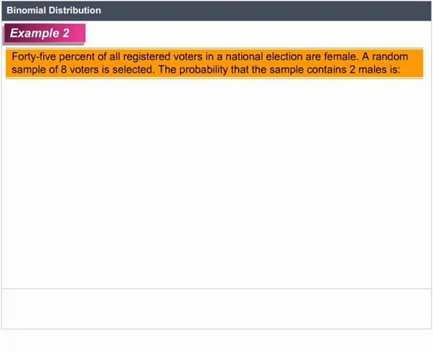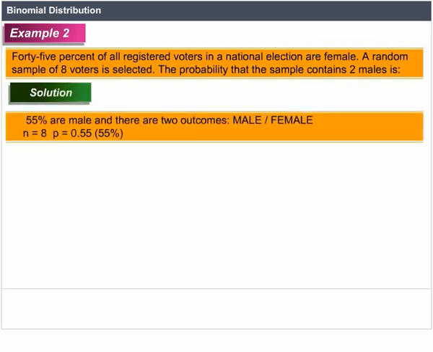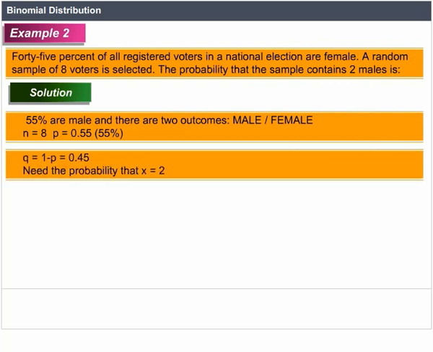Example 2. 45% of all registered voters in a national election are female. A random sample of 8 voters is selected. What is the probability that the sample contains 2 males? Solution: 55% are male and there are 2 outcomes, male or female. n is equal to 8, p is equal to 0.55, that is 55%. q equal to 1 minus p equal to 0.45. We need the probability that x equal to 2.